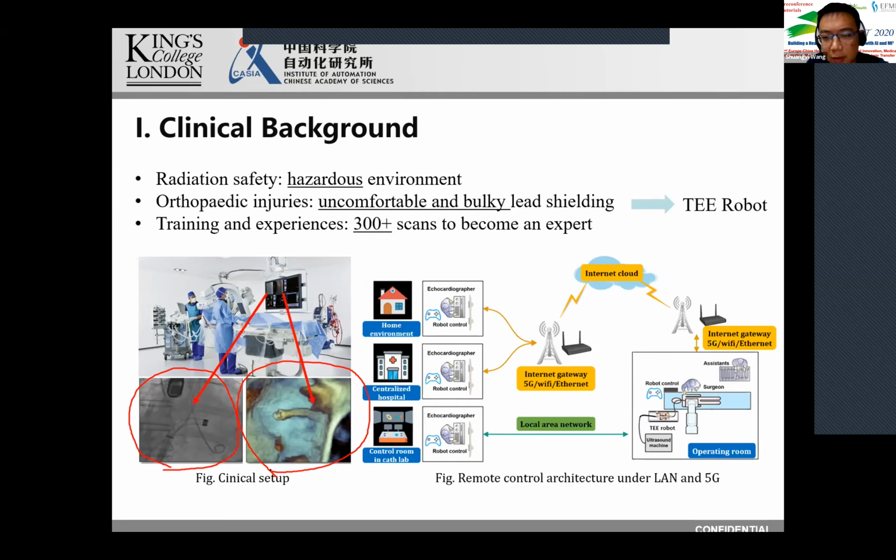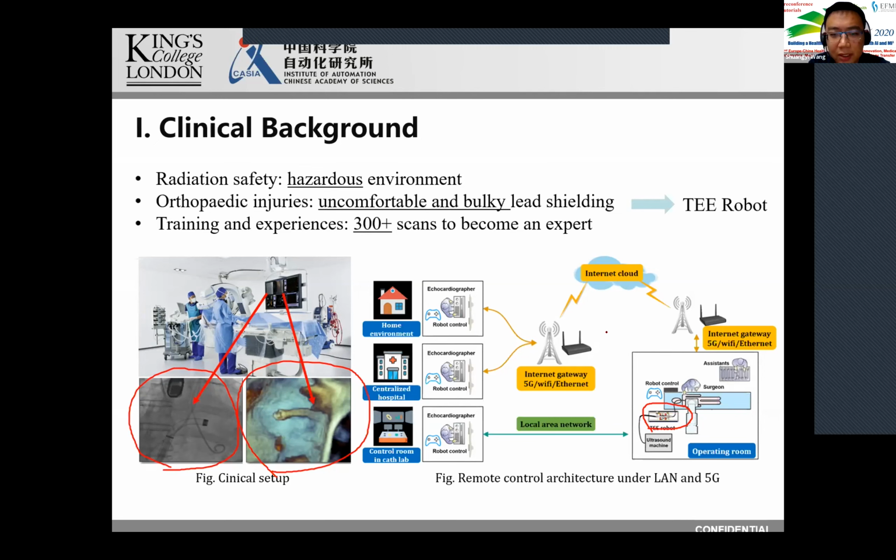So we were thinking, why don't we build a robot which can replace the operator and be located in the operating room? Here is the place where the operator used to stand next to the X-ray machine, extremely exposed to radiation. Now if we put a robot here, the operator can escape from this room. They can be somewhere else, in the adjacent control room, in a centralized hospital, or even in a home environment. The remote control can be done through an internet-based system, 5G, or a local area network.